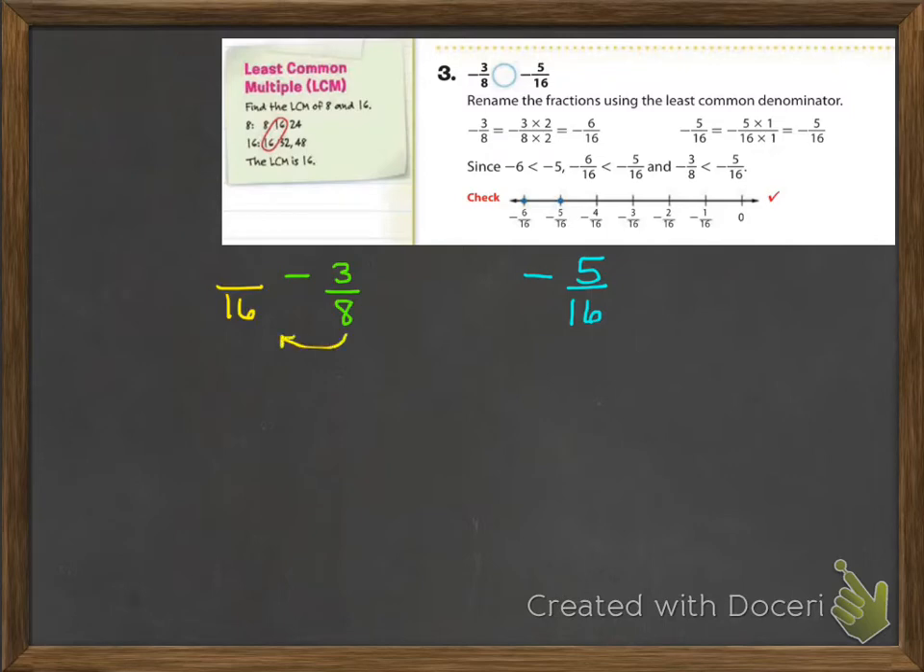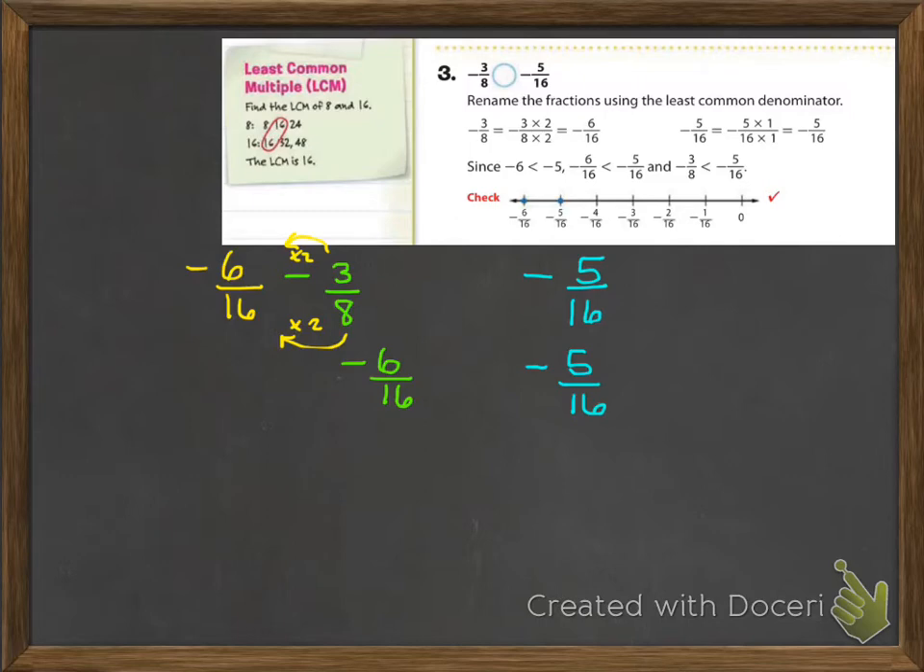So how do I get from 8 to 16? Well, I multiply by 2. And then that means I have to do the same on the top, multiply by 2. So 3 times 2 is 6. So now, and don't forget your negative sign. So now my new comparison is going to be negative 6/16 and negative 5/16. Now this is going to be tricky because remember, you're in the negative zone now. So what would normally be greater is not going to be greater.